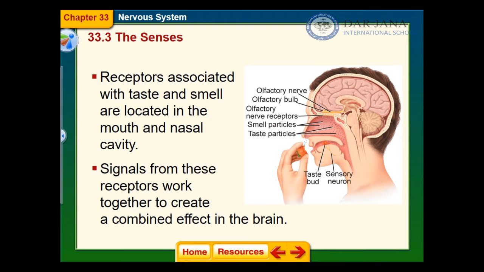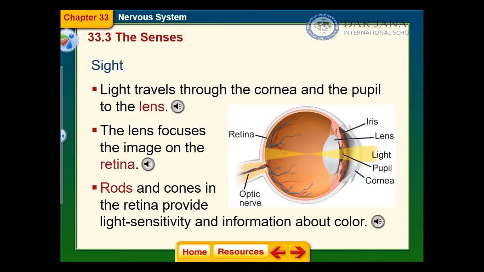So signals from these receptors work together to create a combined effect in the brain. Why did they say combined? Because both taste and smell transmit impulses to the same position in the brain, in the cerebrum, exactly as I said, to the temporal lobe. Okay, great. Let's move on to the second sense we're going to discuss in this lesson, which is sight, vision.